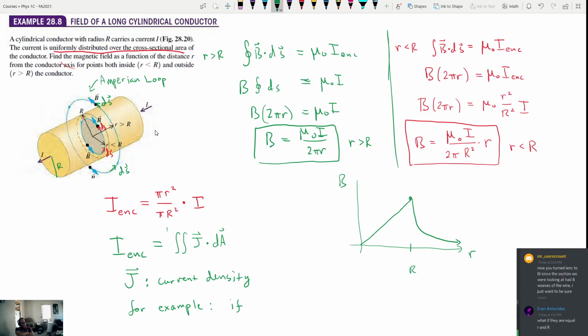What if they're equal? You mean what happens when little r is equal to big R? You can check for yourself, but both equations give the same answer when r is equal to big R. They match at the boundary. Is that what you mean? Yeah. Check it for yourself. Plug in little r equal to big R into both equations. You will get the exact same thing. In both cases, you will get mu naught I over 2 pi times big R. Any other questions, or do you all understand this?